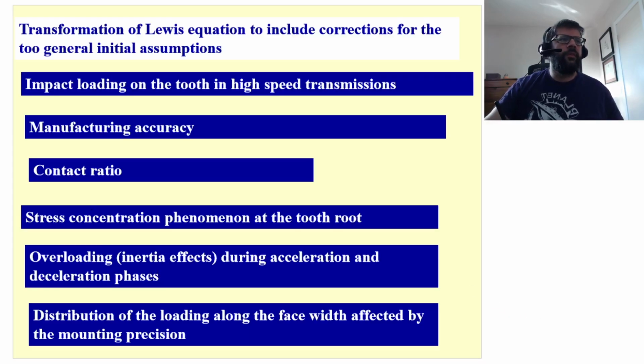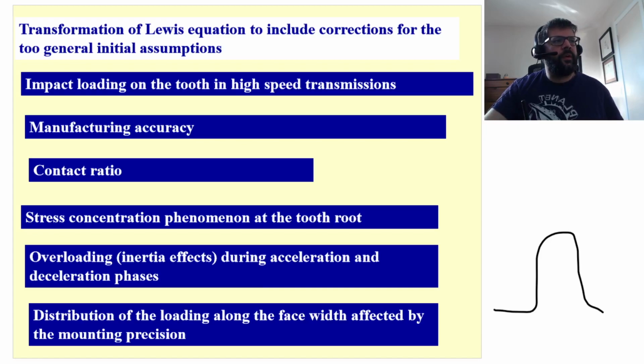If you have a tooth, and that's a terrible looking tooth, but anyways, if it's not sharing the load at all, then the contact will occur at the top. But if it is sharing the load, then the initial contact will occur while the gear is still in contact with another tooth. So basically, some of the load is shared.